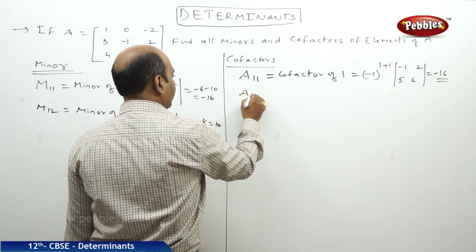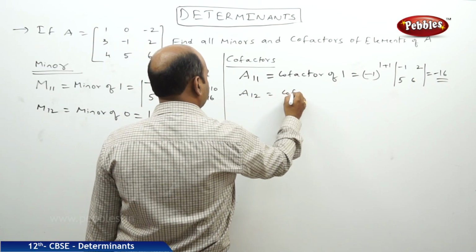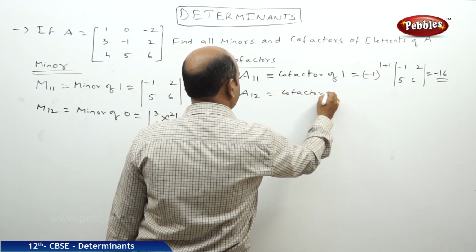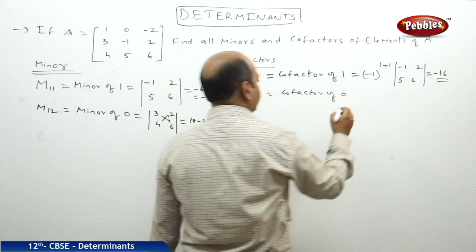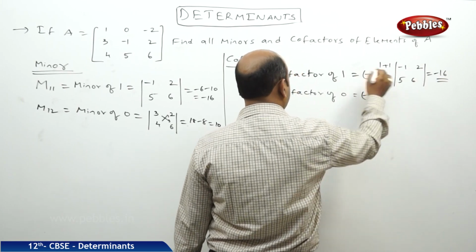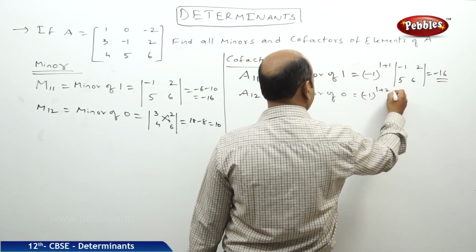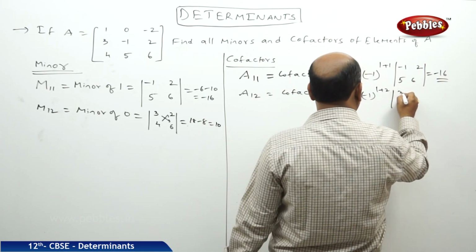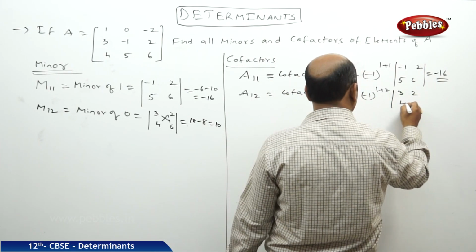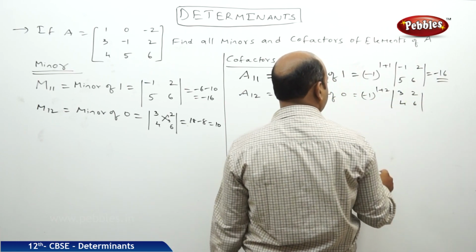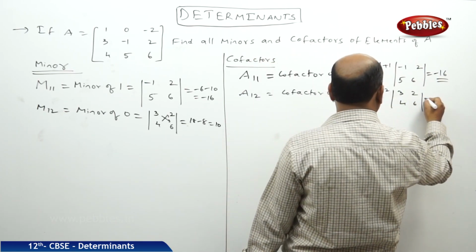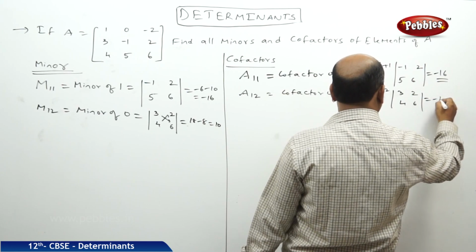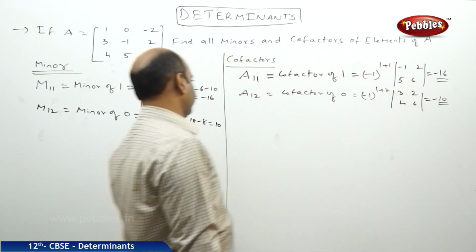Similarly here A12. A12 means cofactor of 0. It is defined as minus 1 power i plus j. So 1 plus 2 into its minor. What is that particular thing? 3, 2, 4, 6. But minus 1 whole power 1 plus 2 is minus 1. So minus 1 into 10, it becomes minus 10.